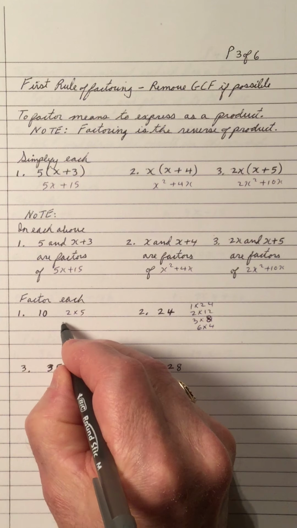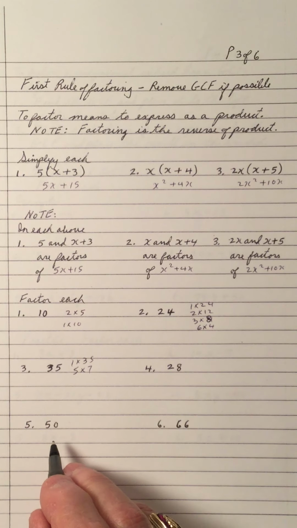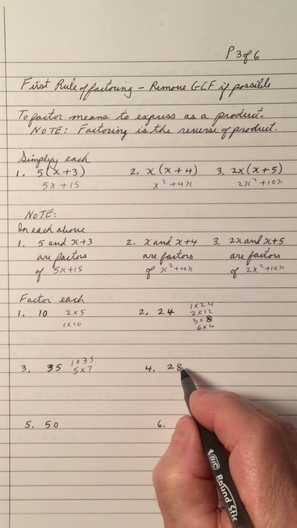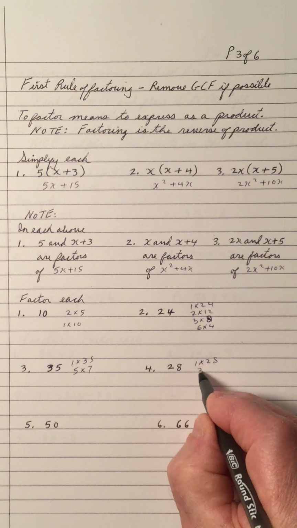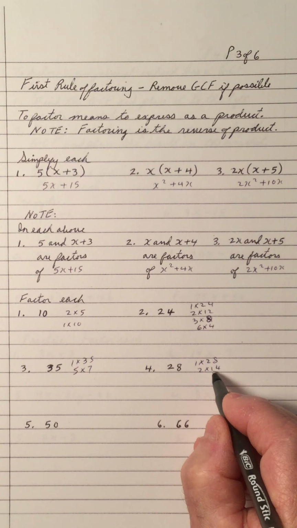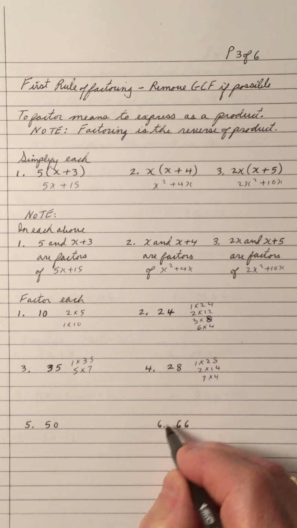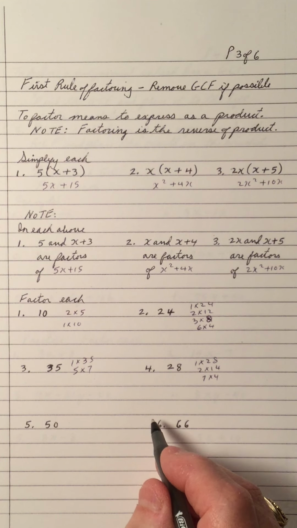Again, go back to 10, so I can write 1 times 10. They're factor pairs. 28 is 1 times 28. 28 is even, so it's 2 times 14. And 14 has a 7, so it's 7 times 4. So what I'm looking for is picking up all the factor pairs.